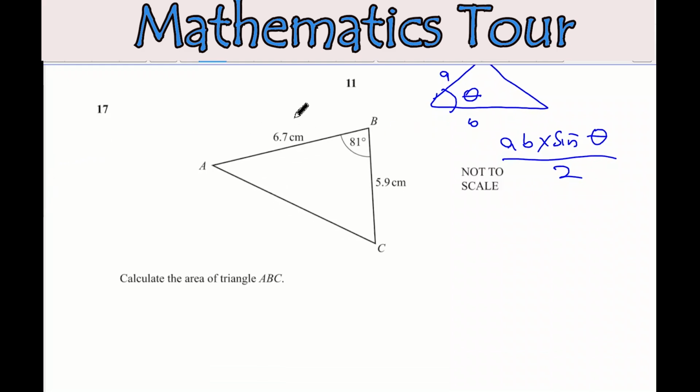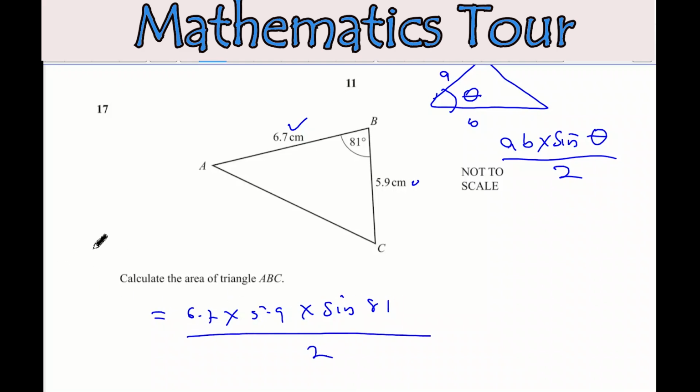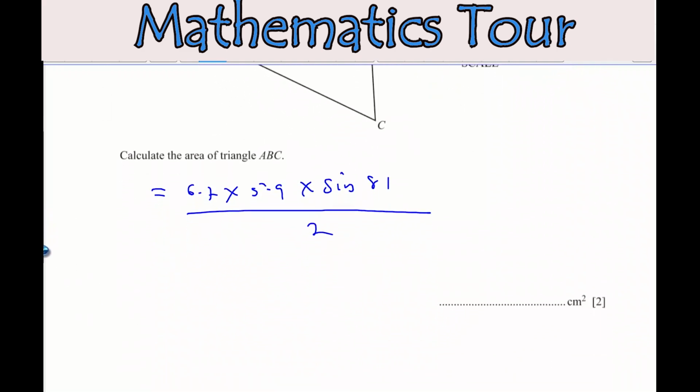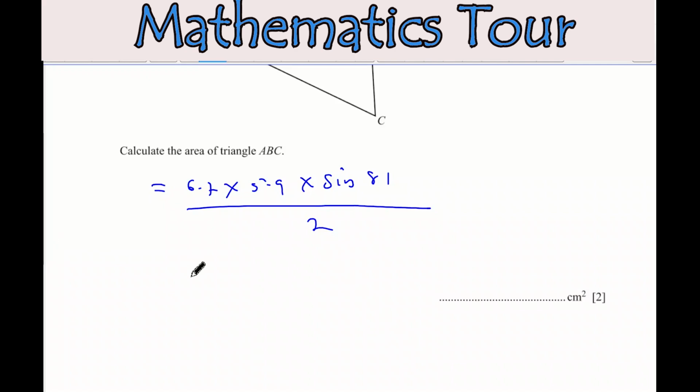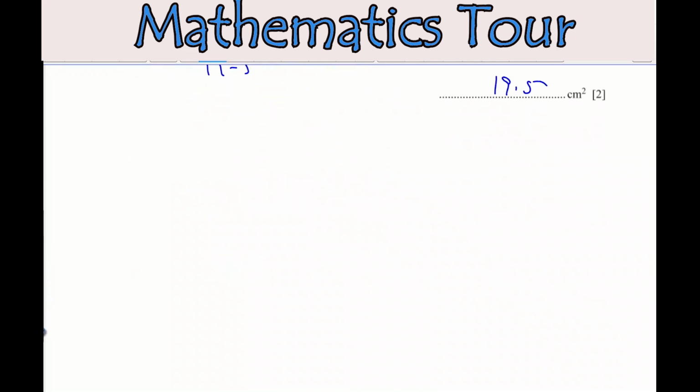So this one, I have this side, I have this side, and I have an angle between them. So everything is okay. I'll just say the area will be equal to 6.7 multiplied by 5.9 multiplied by sine of the angle between them, 81, everything divided by 2. When you input that into your calculator, you should get 19.5 straight away. So no need to waste time here. Let's go to the next question.